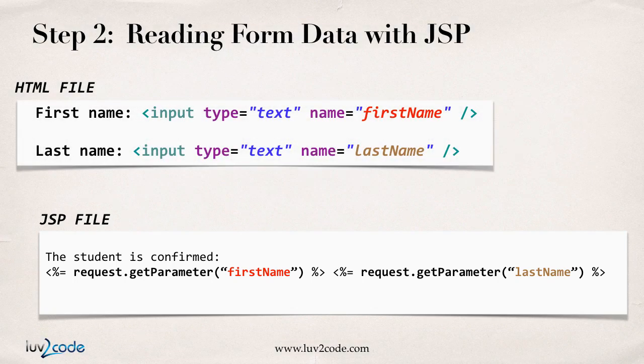We read the form data by saying request.getParameter, and we give that form field name, firstName. And then to read the last name, I do a similar thing, request.getParameter, lastName. And we place all that inside of a JSP expression with the angle bracket percent with the equal symbol. And that will allow us to read the form data in JSP.